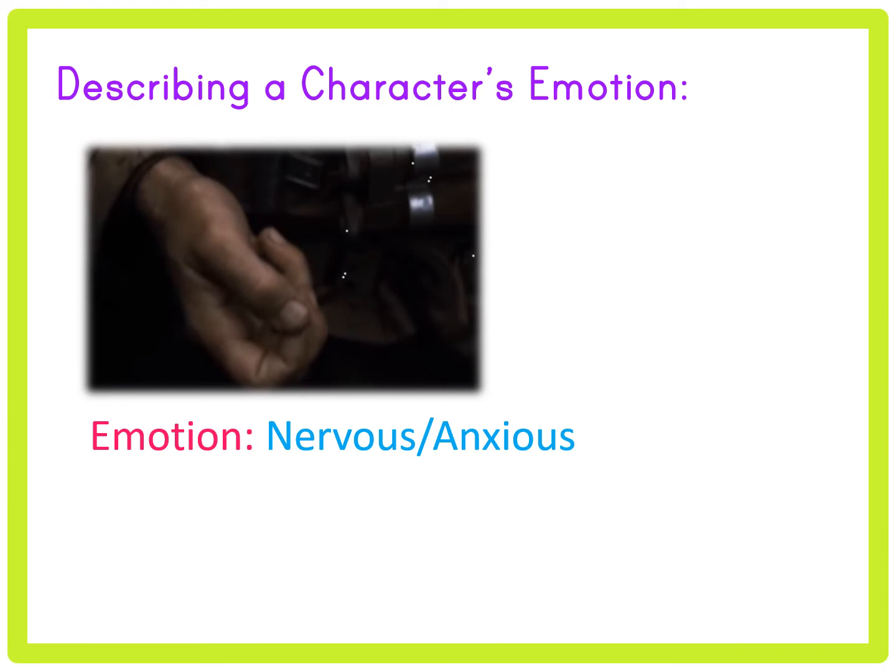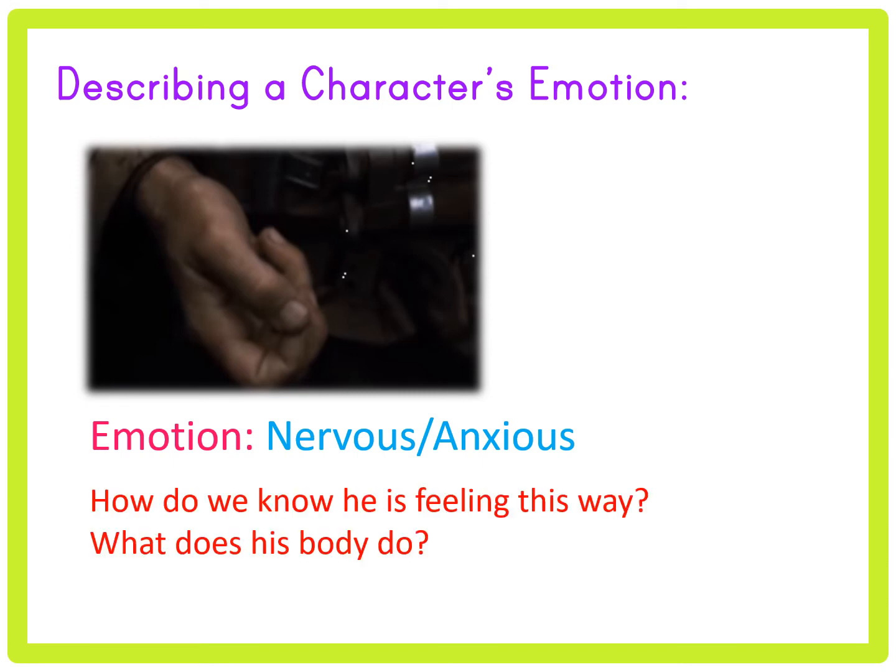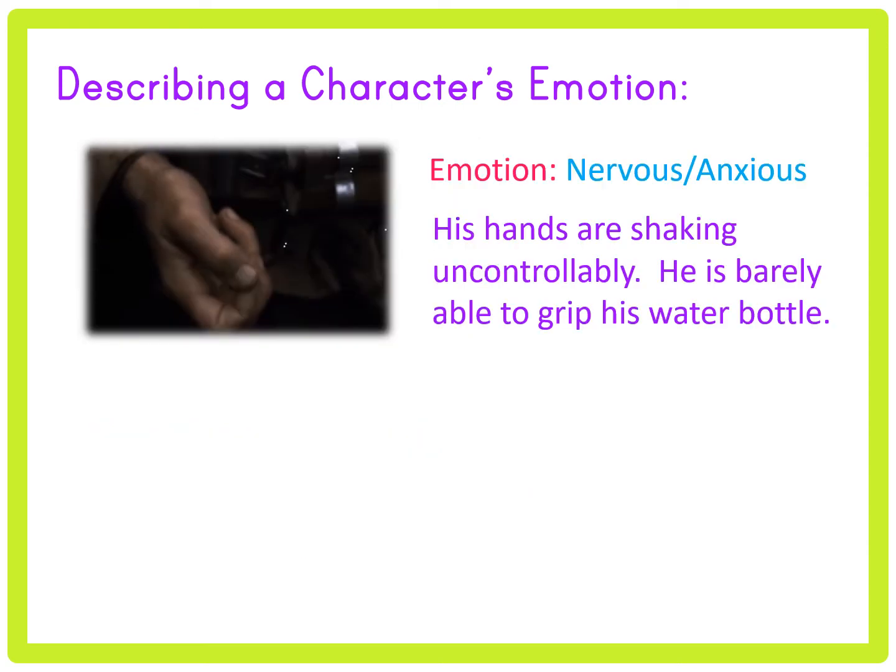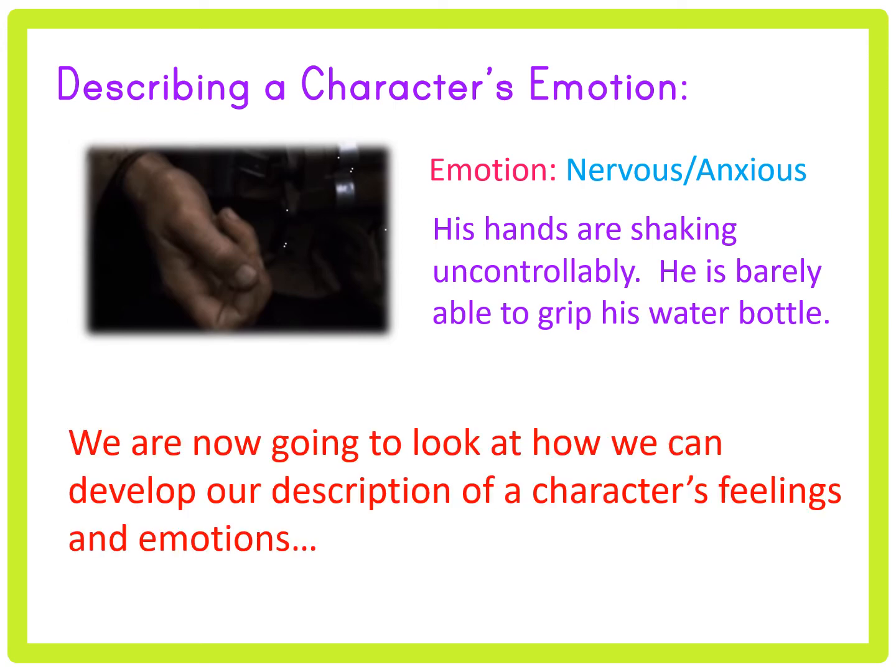Okay, so describing a character's emotions. This is what we're going to be doing today. So we're going to look at the emotion and we're going to name it, such as nervous, anxious. How do we know he is feeling this way? What does his body do? We are going to name the emotion, for example, nervous and anxious. His hands are shaking uncontrollably. He is barely able to grip his water bottle.